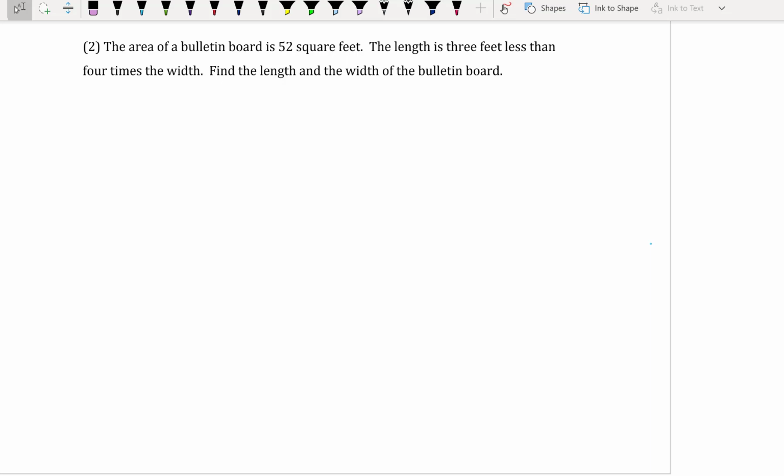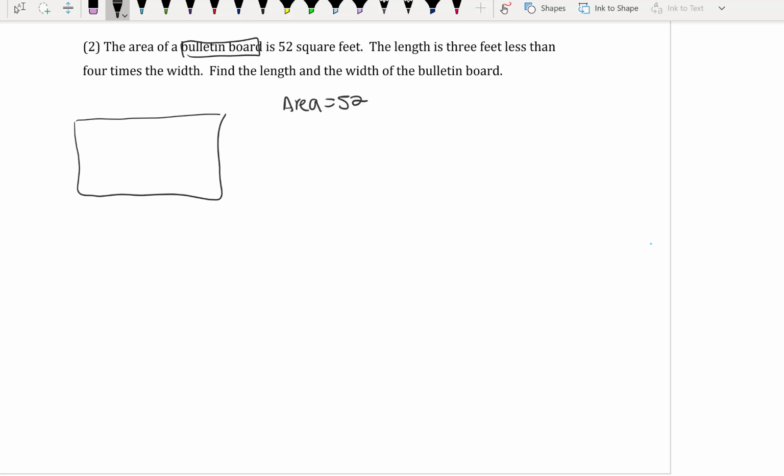So let's think about this. So we know that we have a bulletin board and it's in square feet. So that means we are going to have a rectangle for a bulletin board, right? So we know so far that the area is equal to 52. So we know that the general equation for a rectangle, for an area, is going to be length times width, okay? So far we know what this is equal to. It's equal to my 52.